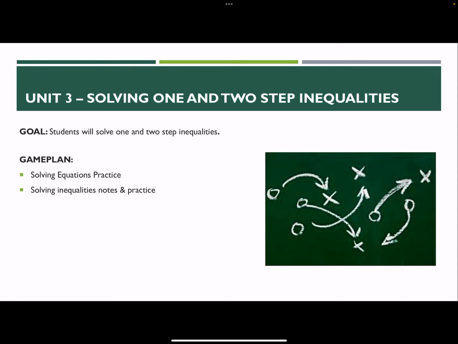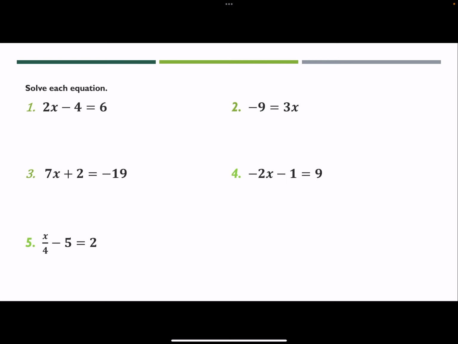Okay, so today we're going to talk about a quick review of solving 1 and 2 step equations, and then we're going to start talking about solving 1-step inequalities as well. So let's start off with reviewing how to solve some of these 2-step equations. So remember, whenever you're solving equations, you're going to look to do your addition or subtractions first.